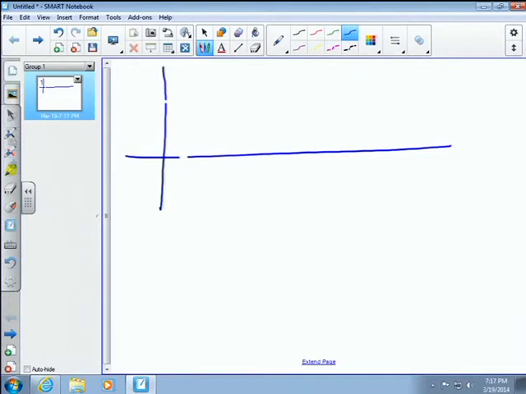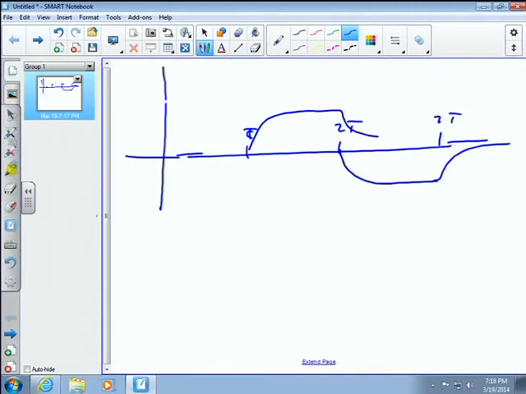So suppose I have this guy here. Let's say that's T, that's 2T, and that's 3T. Suppose 3T is this. Suppose 2T is this. And suppose 1T, just to keep things separate, is this. So the question is, at this instant, what do we have?